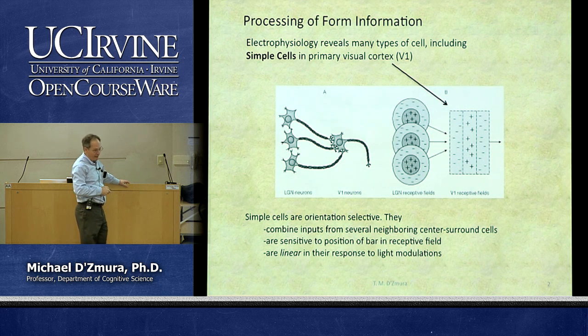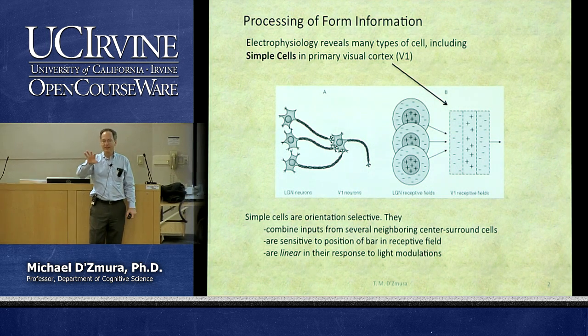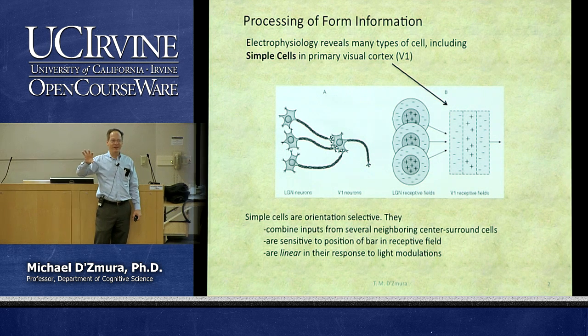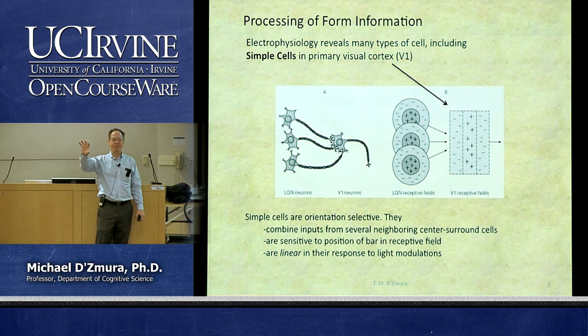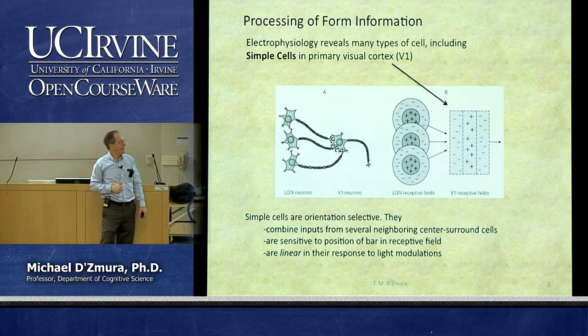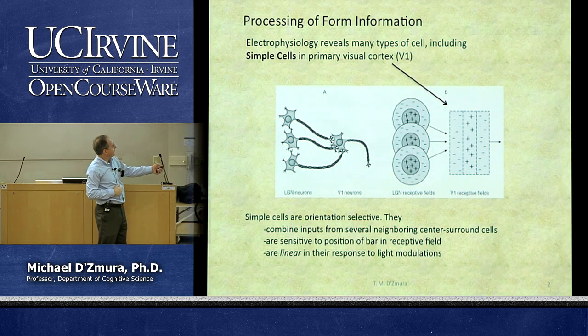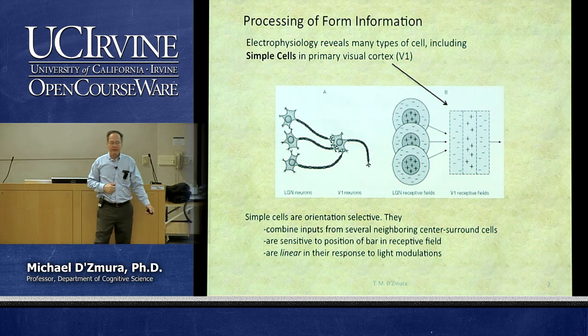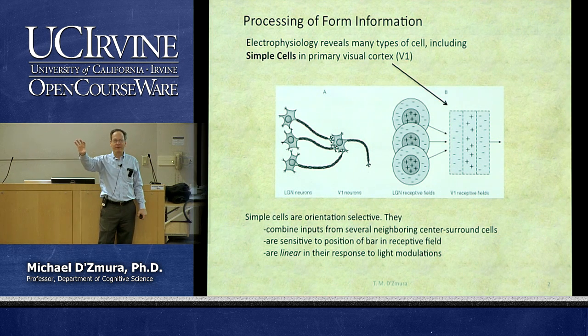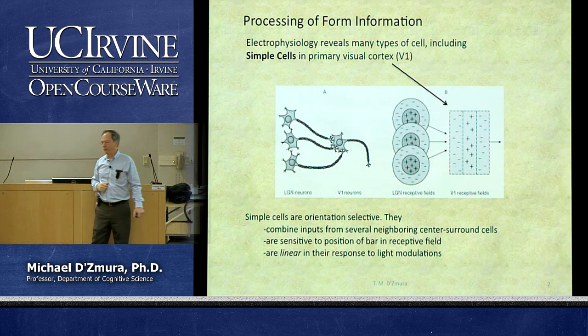Okay, so the notion then is that simple cells, which are orientation selective, combine the inputs from several neighboring center surround cells. If you want vertical selectivity, then you want to have center surround cells that are sort of looking at regions of space, you know, one on top of the other. If you want to have a horizontally selective cell, then you want to have inputs from center surround cells that are looking at regions of space sort of right next to one another, varying from left to right.